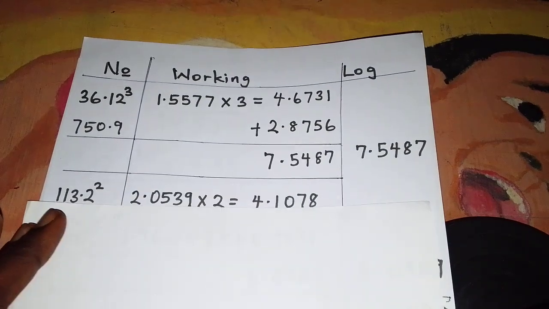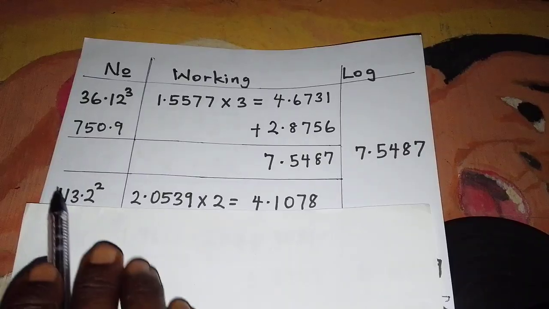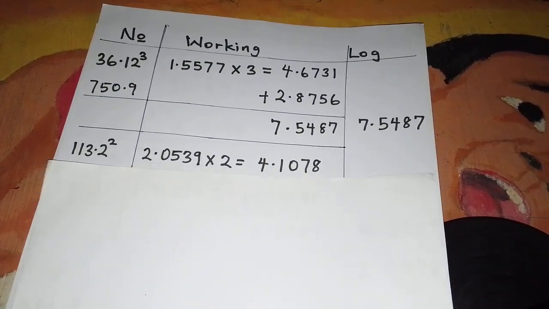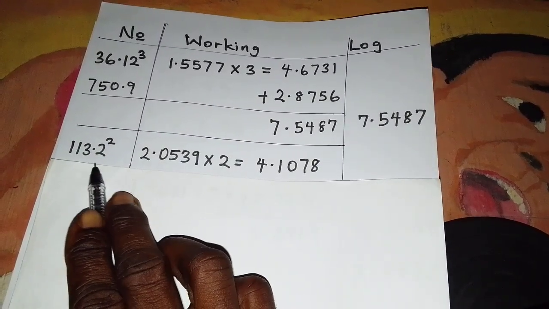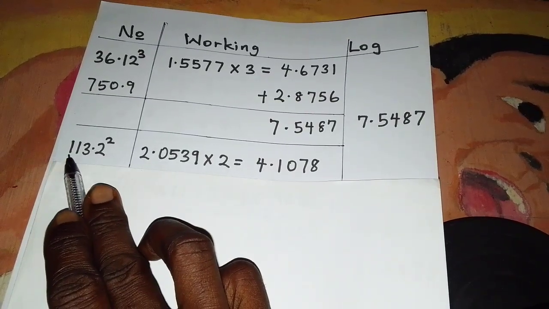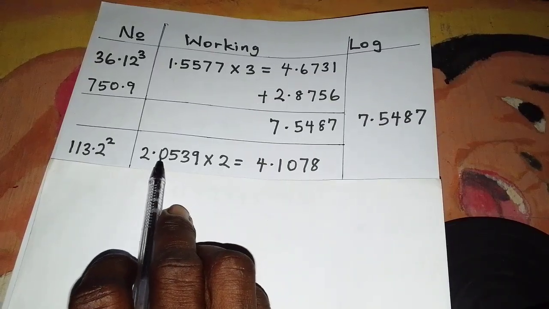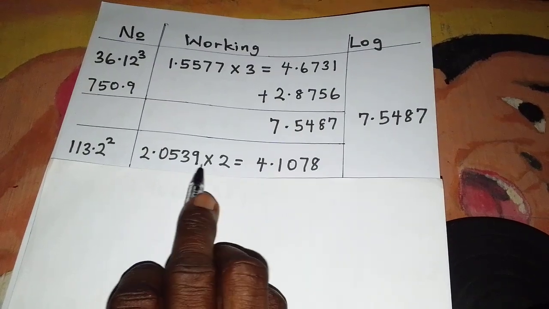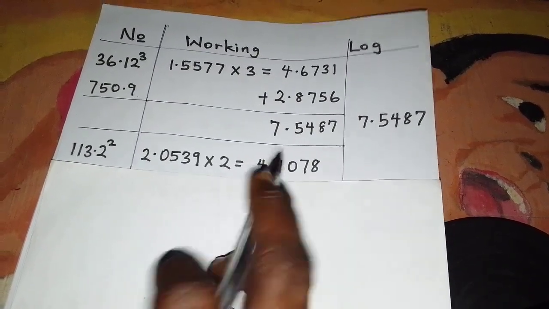Then you come to the denominator. You are having 113.2 squared. Look for the logarithm of 113.2. How many times do we move this? 1, 2. That's 2 point. Look for the logarithm of 11 under 3, difference of 2, which should give us 0.539. Because this is having the power of 2, you multiply by 2. So that means you get 4.1078.